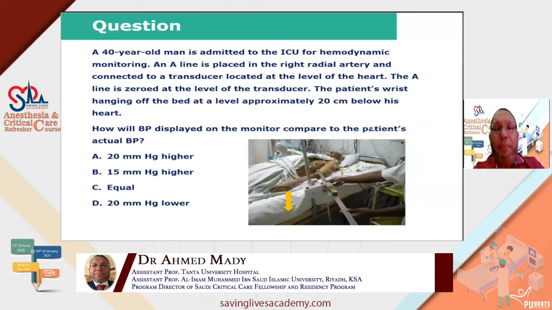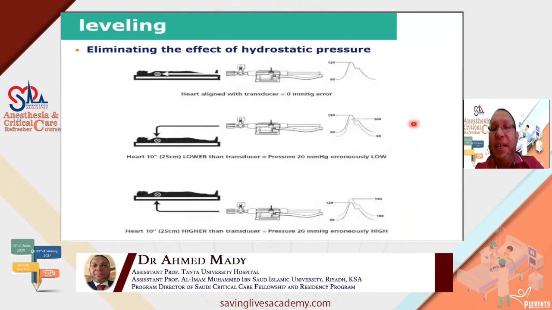Let me tell you the message from this one. Actually, the right answer is C. The position of the catheter doesn't affect your reading. What affects your reading is the leveling, the transducer level. You see, even the technicality, the nurse's role, the zeroing and the leveling, is very essential to have a good and correct number.